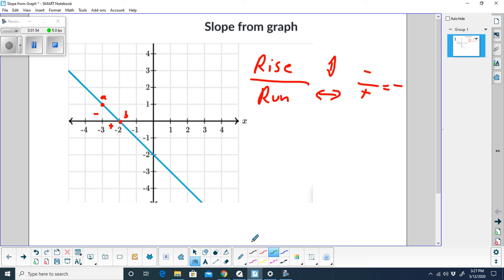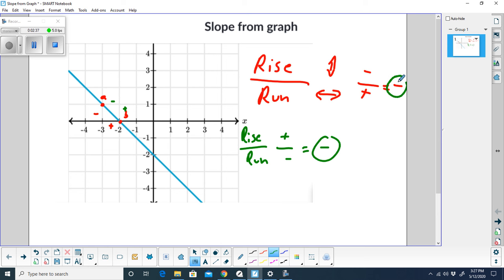Now I'm going to do the same 2 points, but I'm going to go from B to A. So my rise is up, so that's a positive rise. And once I get up here, I got to go to the left. Well, to the left on a number line is negative. So if I went from B up and then to the left, I'd get a rise that is positive and a run that is negative, meaning the slope is negative.